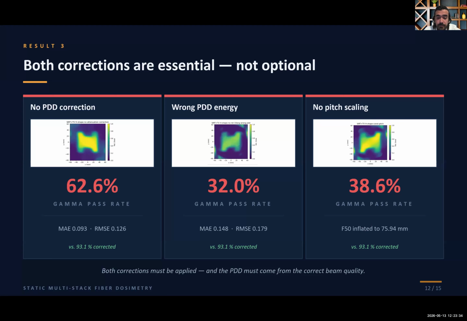Also, with no pitch scaling, the PDD has to match the beam, the PDD correction is there, but pitch scaling of every stack uses 1.5 mm pitch. The field gets visibly inflated. F50 jumps from 69.86 to almost 76 mm, and the gamma drops to 38.6%. So you can notice here that with no pitch scaling, your F50 is increased, the field size is increased from 69.86 to 75.94 mm. So both corrections are essential and they have to be physically meaningful, not numerical fudges.